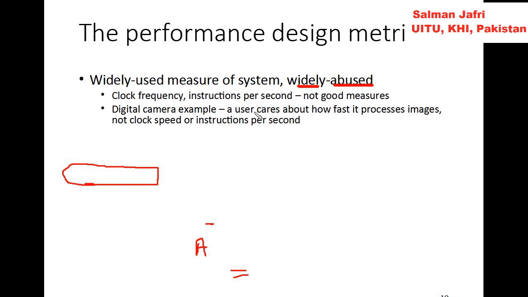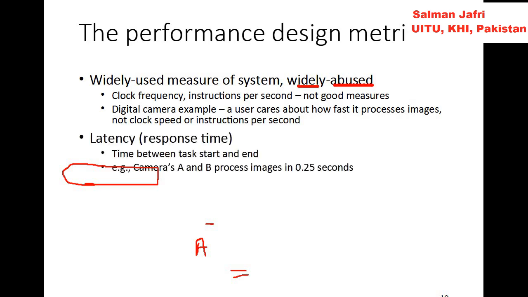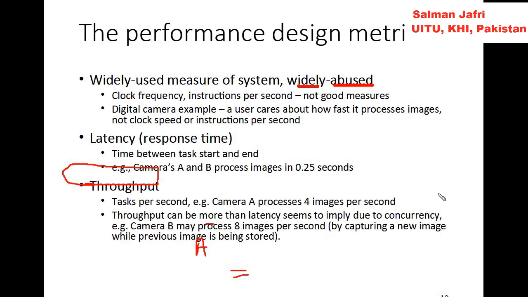For the digital camera example, the user cares about how fast it processes images, not clock speed or instructions per second. Similar is the example of printers, like I gave before. Pages per minute is the performance criteria of a printer, not the processor, not the amount of memory, and not the hard drive or any device that is in the system. Latency, response time, again would be with respect to the task of the system. Say camera A and B process images in 0.25 seconds. So we'll measure it by the performance of the application for which the embedded system is designed.